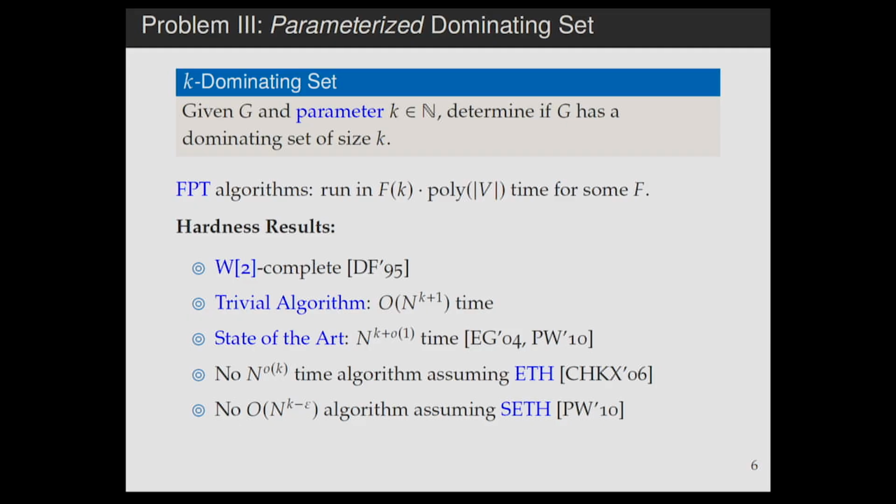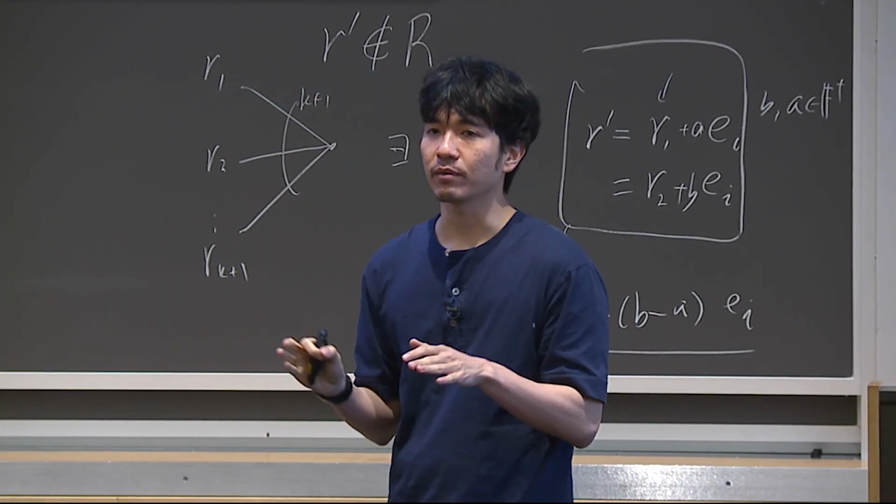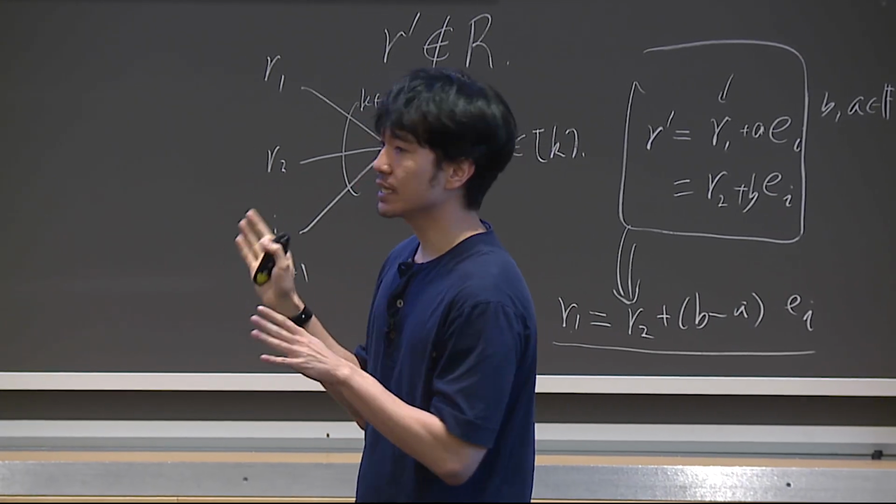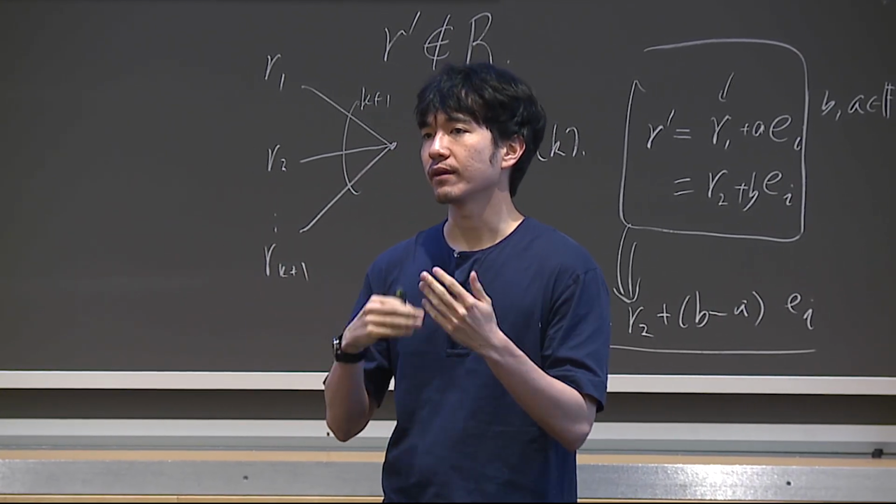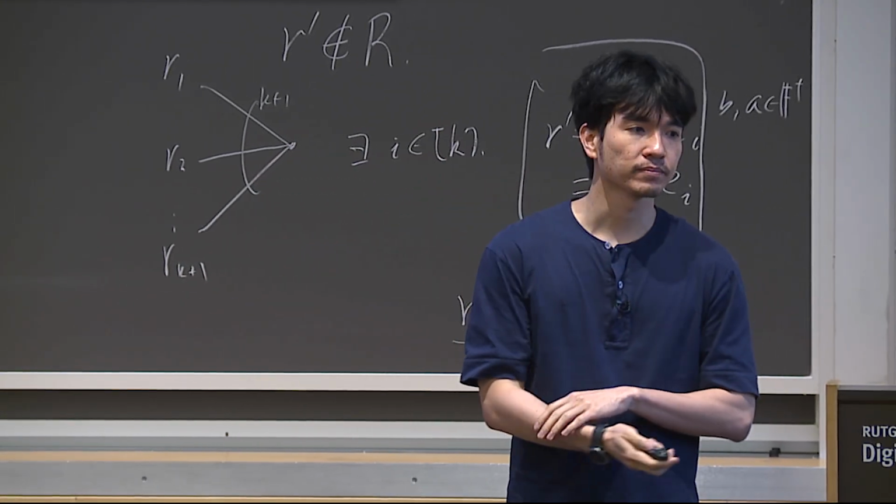Finally, if you assume SETH, you can get a very tight running time. You get that n^(k-epsilon) time exact algorithm for this problem is not possible. So almost matching the state of the art n^(k+o(1)). So this is the state of the exact version of this problem. As you can see, it's fairly well understood. Everything is pretty tight here.